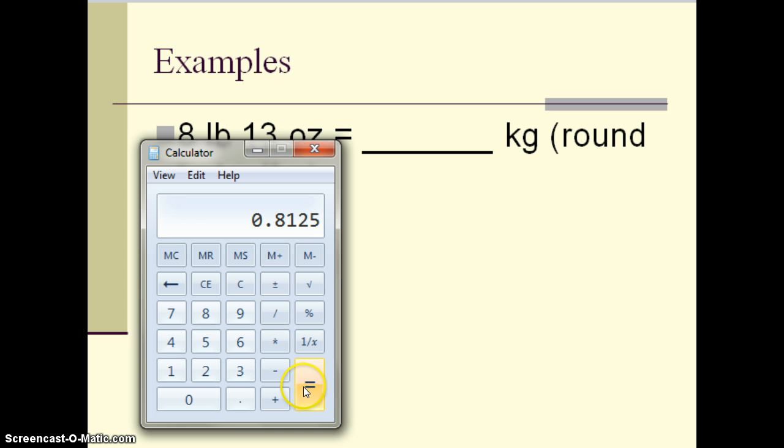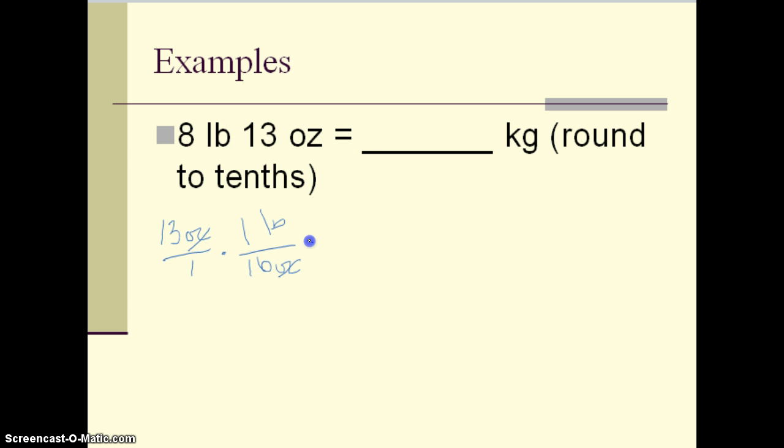I don't want to round here. So 0.8125. So this equals 0.8125, and the label is now pounds. My next step is to take this 8 pounds and combine it with this ounces in pounds.